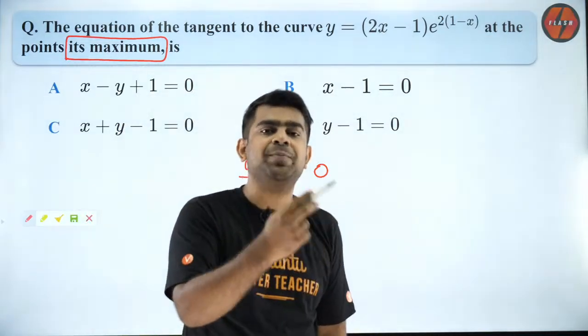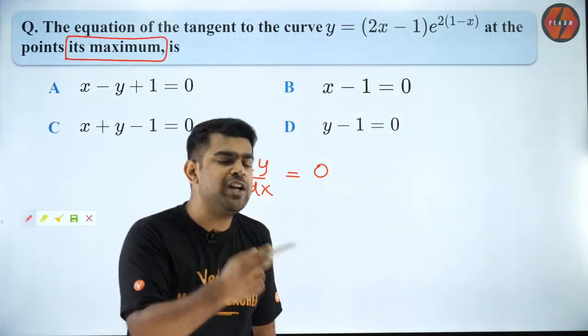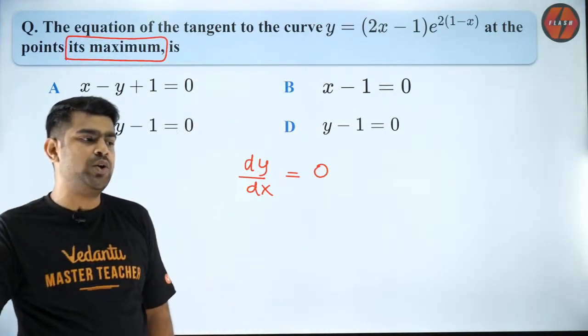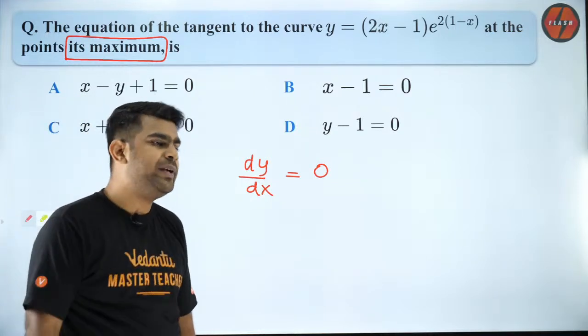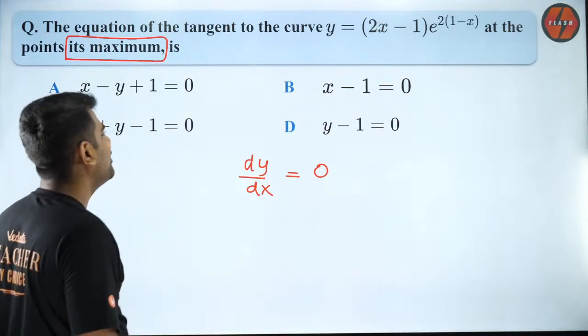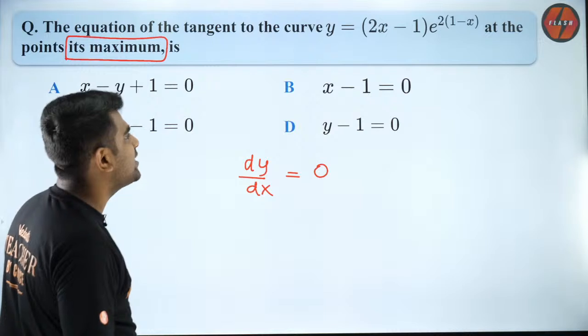Tawus Islam is absolutely right. We have to differentiate and equate it to 0. Very good, Mickey Paul. That's awesome, man. So many 11th standard rock stars are here.